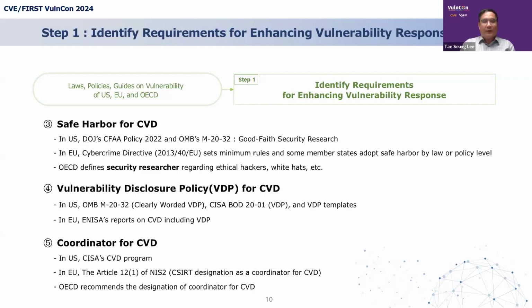The fifth requirement is CVD coordinator designation. In the US, CISA plays a role as CVD coordinator for federal agencies, and in the EU, the CSIRT designated by each EU member state plays a role as coordinator. The OECD also recommends the designation of a coordinator.